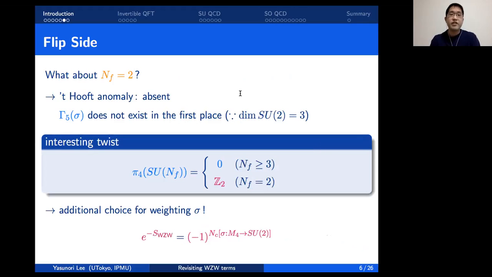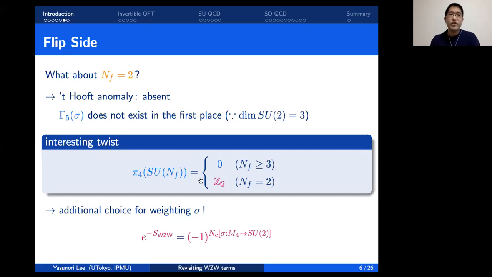On the other hand, when N_F equals 2, things are rather different since there is no anomaly and gamma 5 also does not exist in the first place. Instead, there's an interesting twist due to the following fact. Consider the fourth homotopy group of the sigma model target space SU(N_F). This group is trivial for generic N_F, but when N_F equals 2, it becomes Z2.